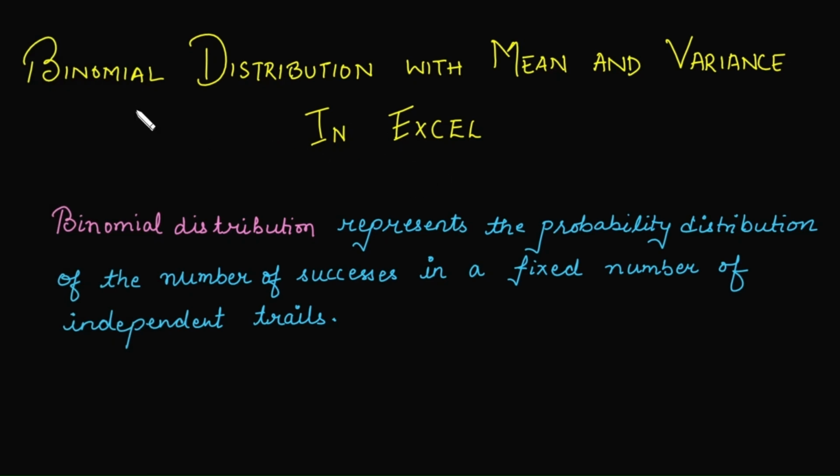In this video, we are going to learn binomial distribution and how to calculate the mean and variance in Excel. So before moving to Excel, let's take a brief look at the binomial distribution. Binomial distribution is a probability distribution that calculates the probability of the number of successes in a fixed number of independent trials. Independent trial means the outcome of one trial does not affect the other.